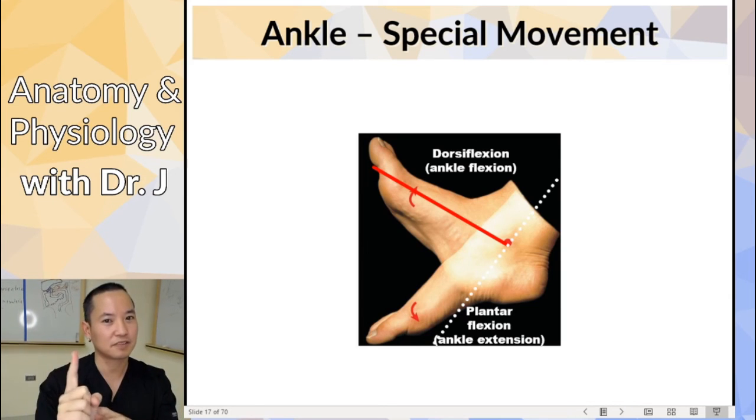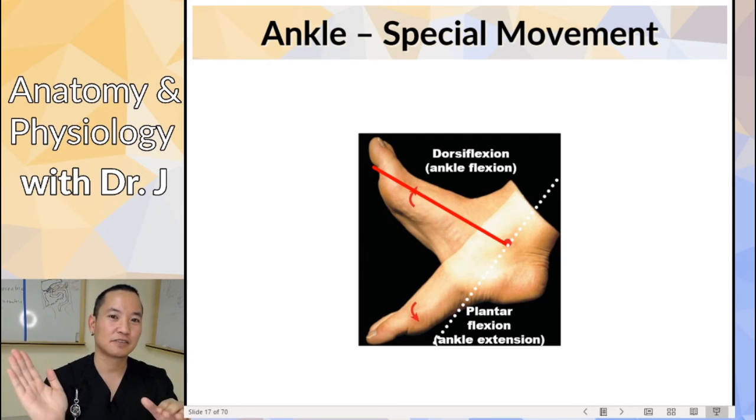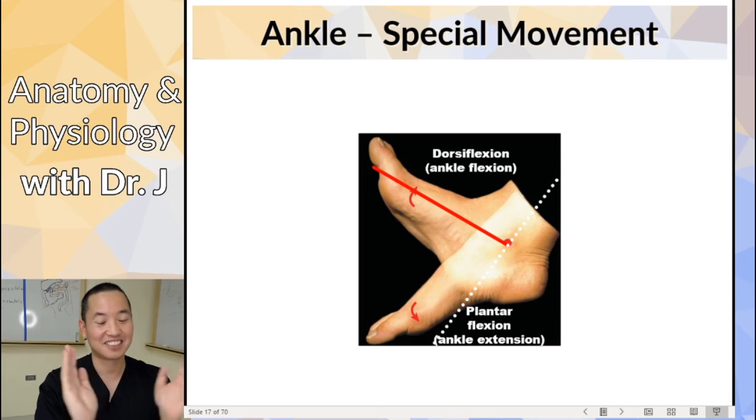But remember the sole of your foot, your anatomical directions. That's your plantar region, right? So when you're moving your ankle toward the direction of your sole, pointing your toes, pointing your foot, that is ankle extension. You're increasing the angle between your ankle and your lower leg. So plantar flexion is toward the plantar region, the sole of your foot. Dorsiflexion is in the opposite direction, toward the dorsum of your foot.